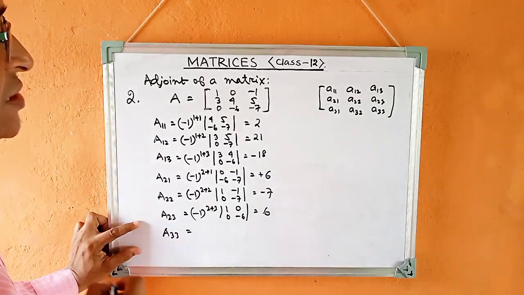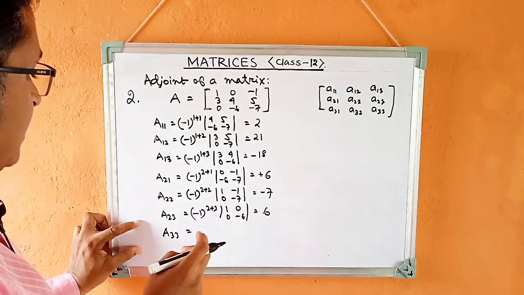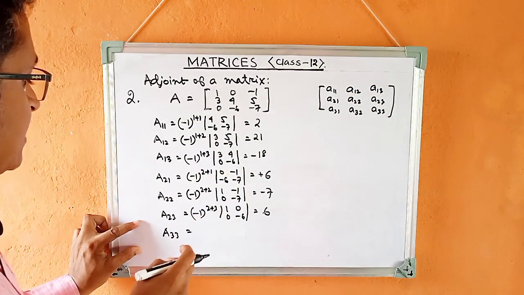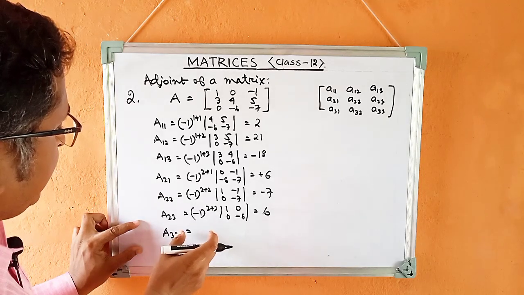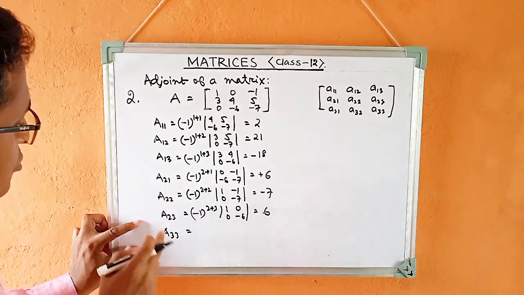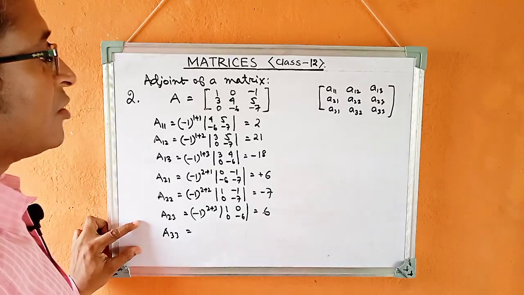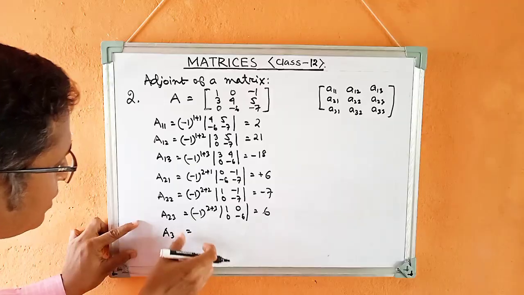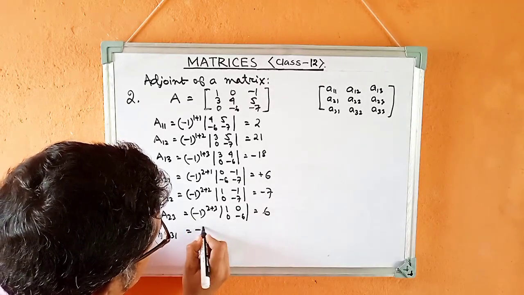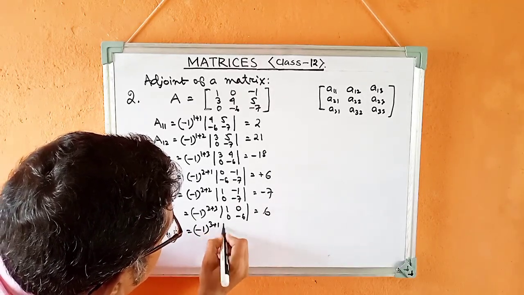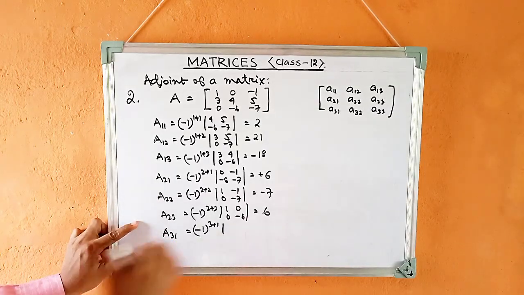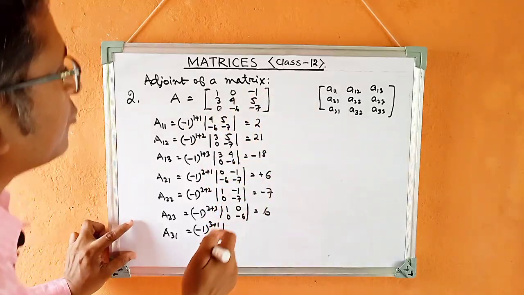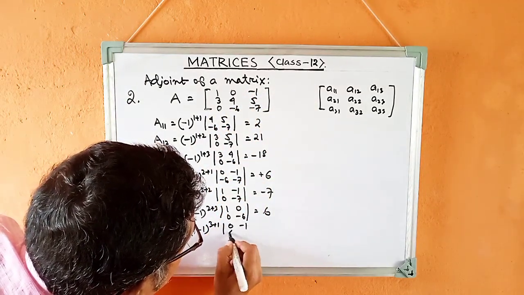Okay, so A33, that means A23, then A33, that means 5. Okay, that means A23, A21, A23, we find out the cofactor of all the elements of the second row. Now A31, not A33, now find out A31. A31 is minus 1 to the power 3 plus 1, eliminating third row, first column. Third row, first column. So there is 0 minus 1, 4, 5.